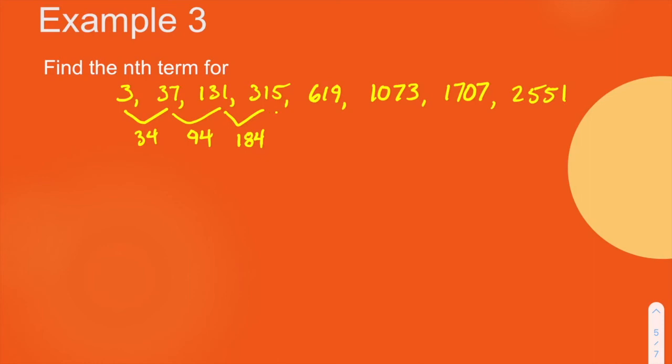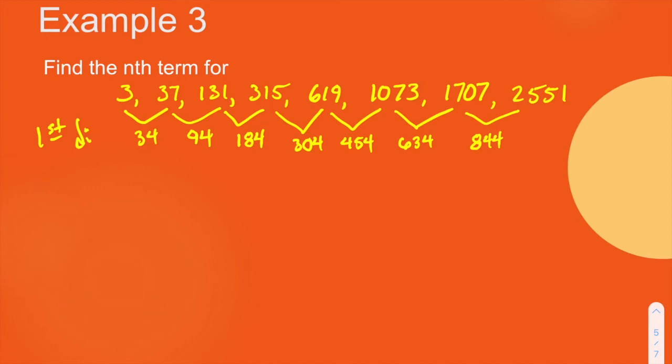You're noticing that we're getting 4s at the end. I think that's going to make the second differences a little bit easier maybe. If we subtract 619 minus 315, we get 304. 1073 minus 619, 454. 1707 minus 1073, 634. 2,551 minus 1,707, 844. Well, those are the first differences, and they're very different. So we should continue on to see if we have more interesting differences to consider.